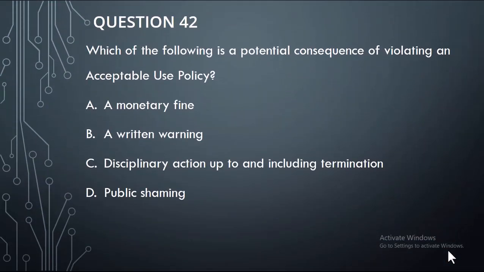Question 42. Which of the following is a potential consequence of violating an acceptable use policy? A. Monetary fine. B. A written warning. C. Disciplinary action up to and including termination. D. Public shaming. The answer here is option C. Disciplinary action up to and including termination.